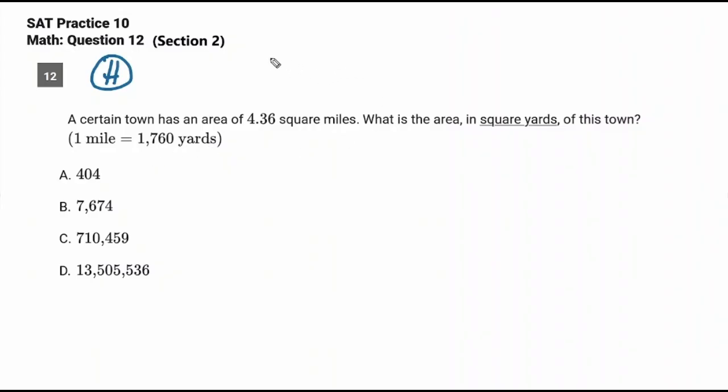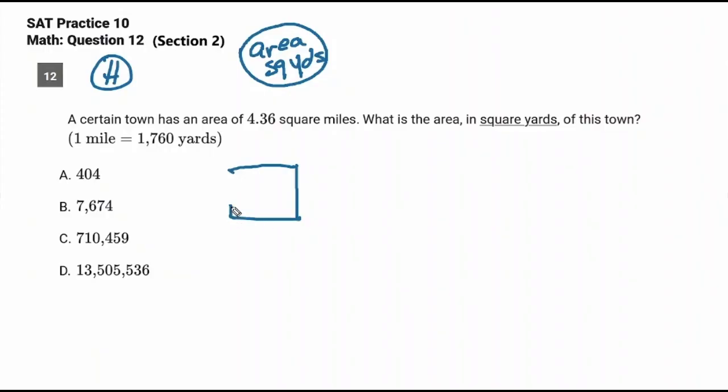Exactly what do we want on this question? Let's write down that we want the area in square yards. Where's the town? It's not here. Let's start by drawing a picture of the town, which doesn't have to in any way be to scale. There's the town. What's the area of the town? It goes inside. It's 4.36. 4.36 what? Square miles. I'm going to go ahead and write down that 1 mile is 1,760 yards.